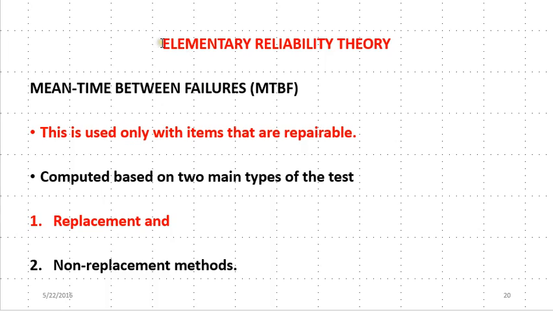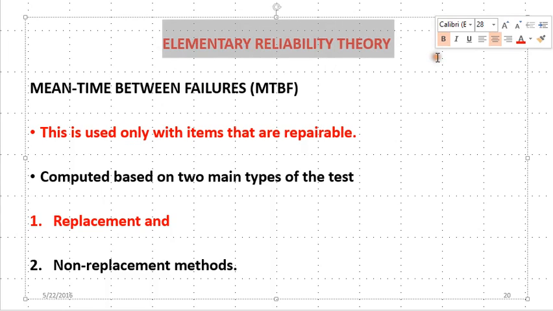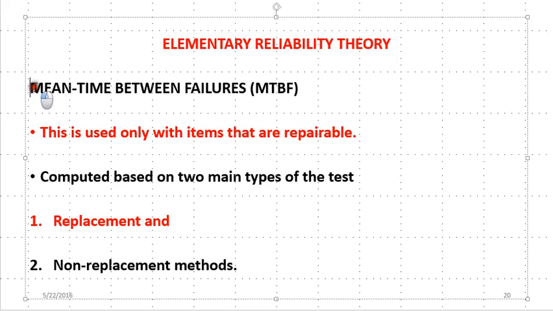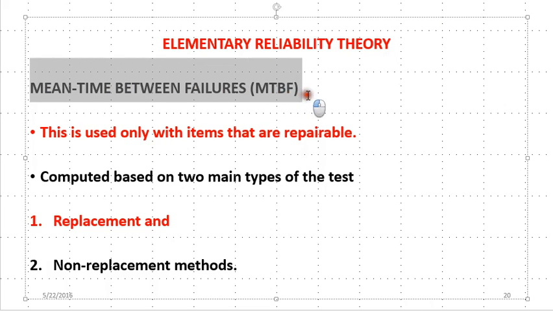Now we go to the second item, meaning what we have done so far is on the introductory aspects. Now we are going to start the elementary theories of reliability, and we start by defining some terminologies that are related to the reliability of any item. The first one is called mean time between failures, that is MTBF. And what is this time?